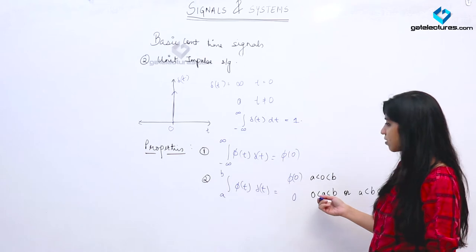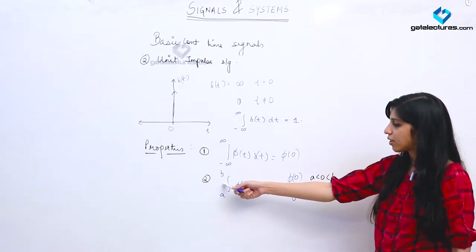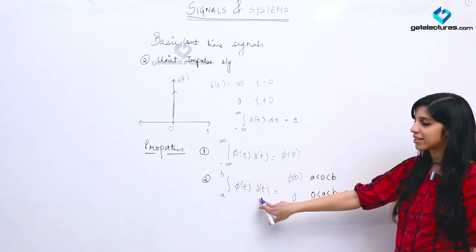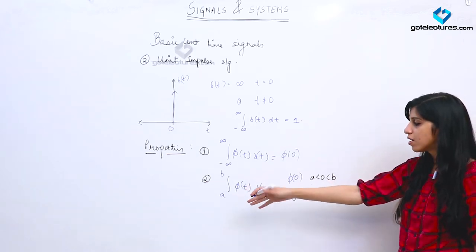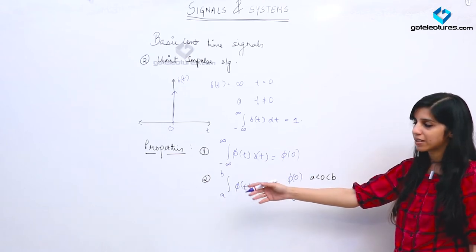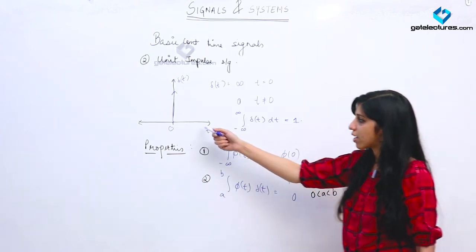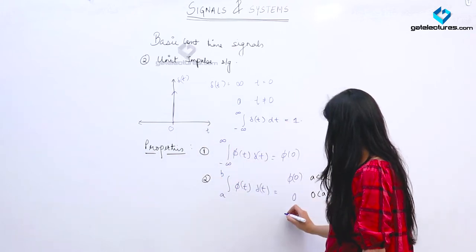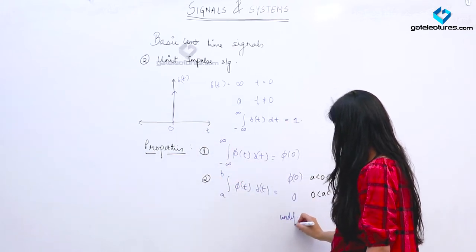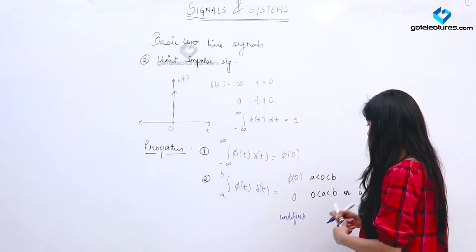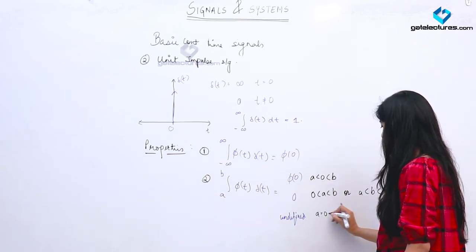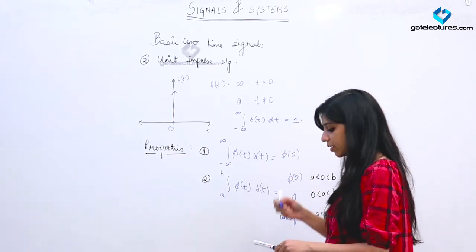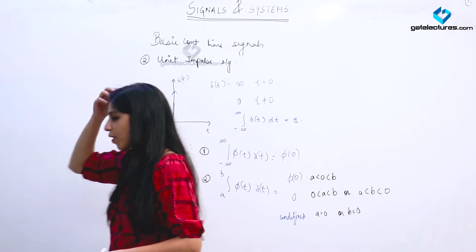Since these limits are not enclosing the value 0, delta t is not going to exist at that point. So when you multiply by delta t at any other point, it gives 0, because the value of delta t at any point except t equal to 0 is 0. That is why this happens. And the value is undefined if a is 0 or b is 0.